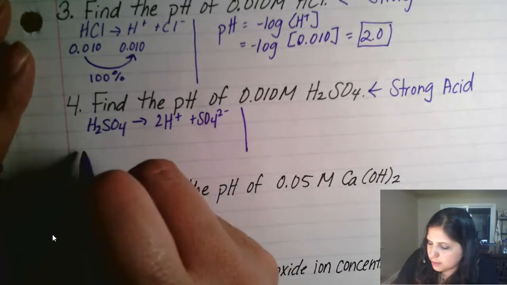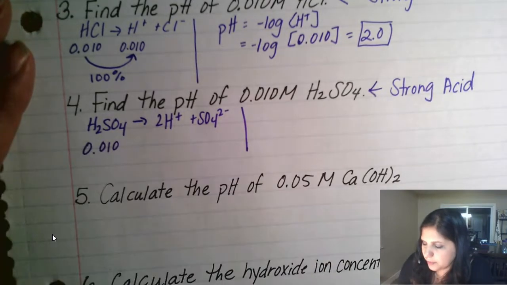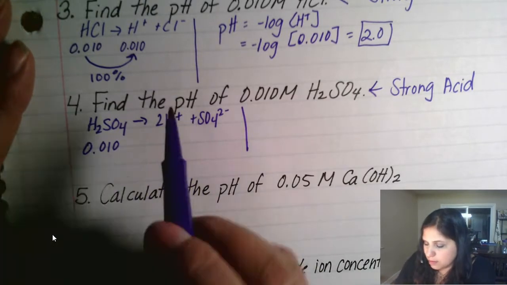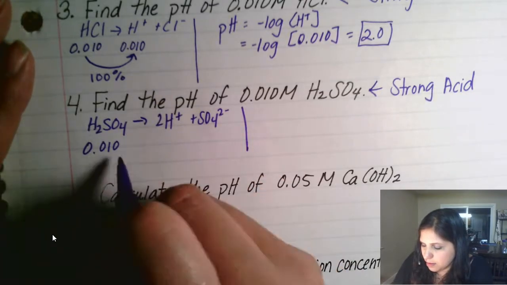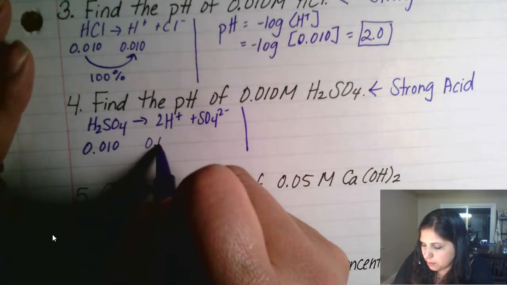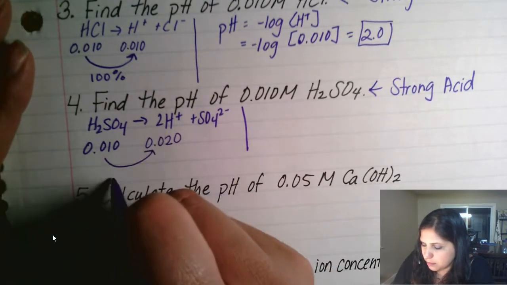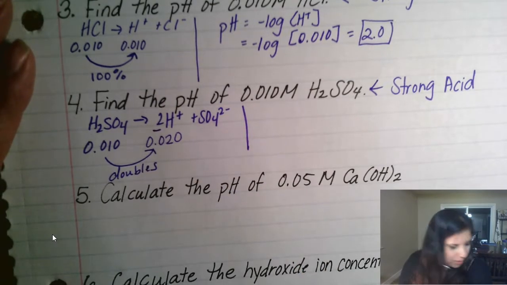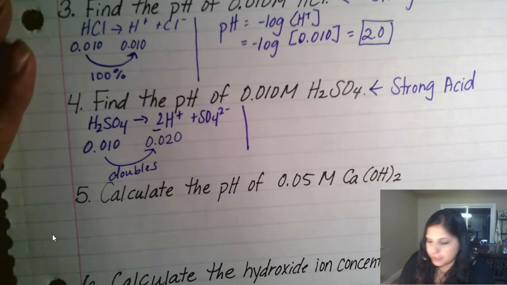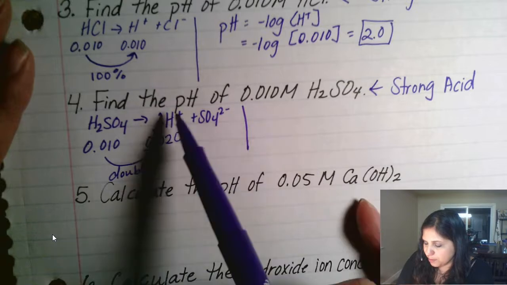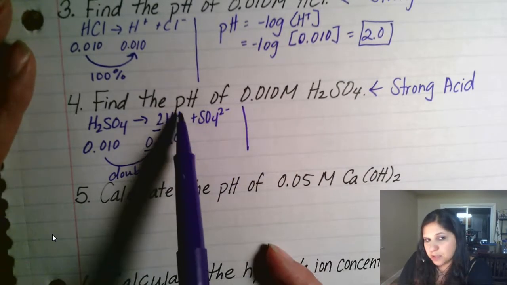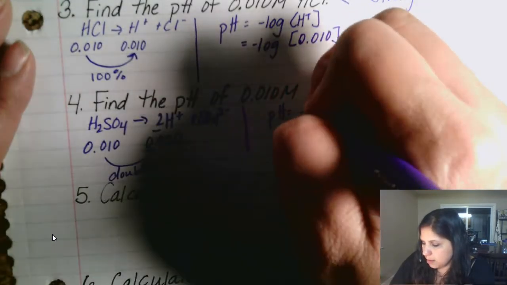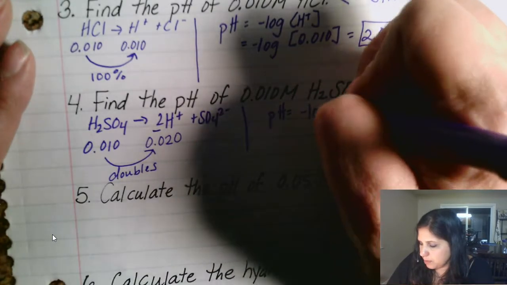So if this is 0.010, and for every one of these I get 2 of those, then this is going to double. So from here to here, this is going to be 0.020. This doubles. Why? Because of that coefficient. This is a 1:2 ratio. Okay. All right, so then what are we going to do? Well, we want the pH, and we have the concentration of this H+. It's 0.020. So pH is the negative log of 0.020.